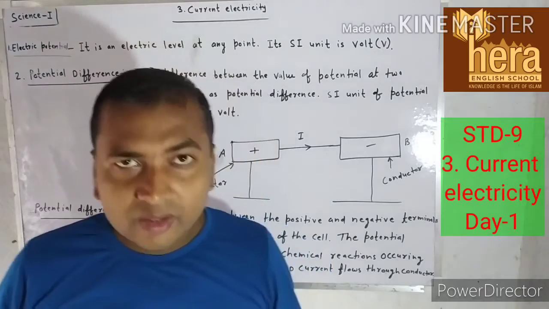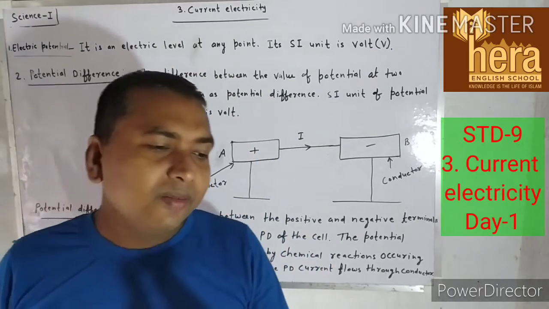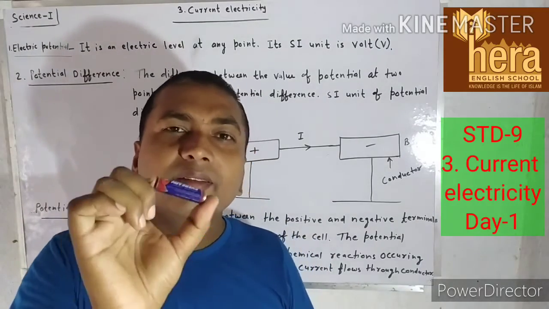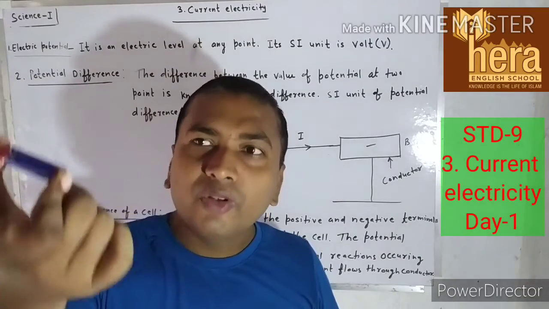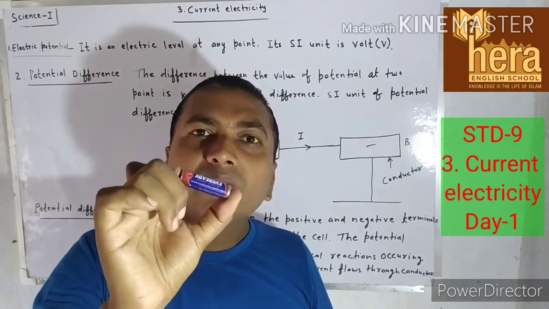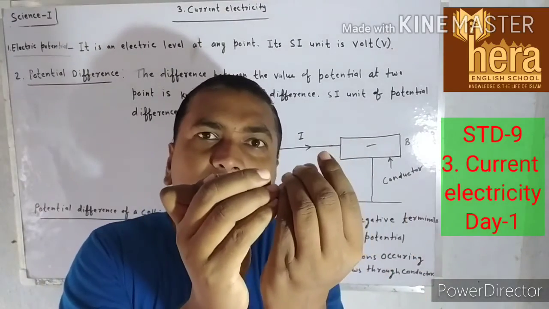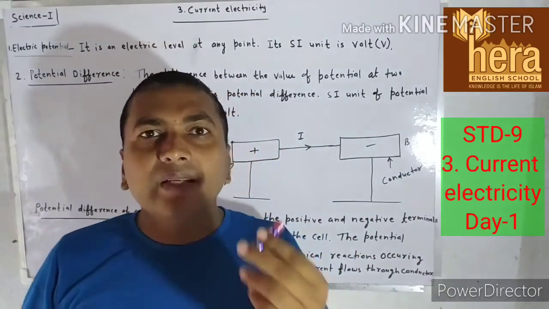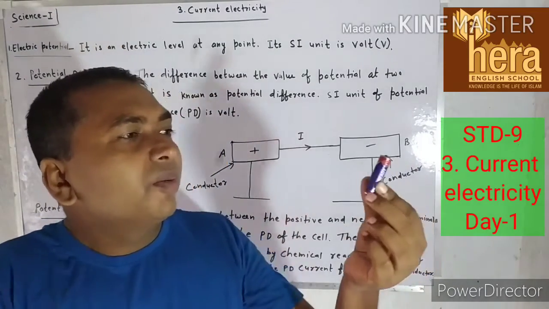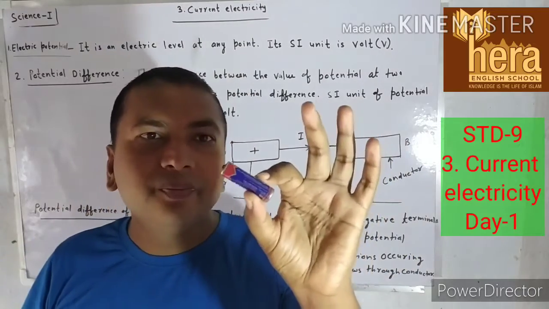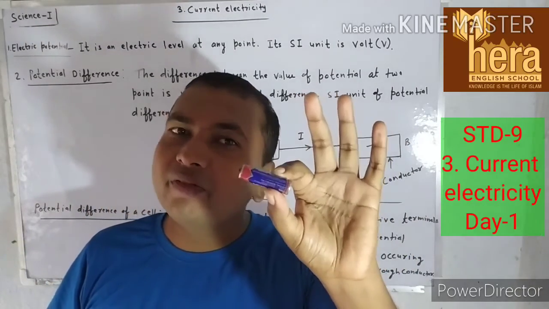Understood? So if you go to the market and want to purchase a cell, because you are taking single or double, they are not in combined form. So you have to say, kindly give me one cell. This is of 1.5 volt.